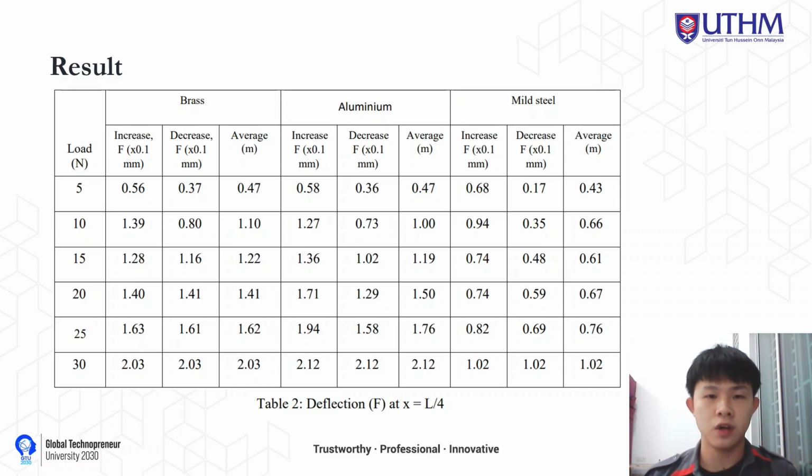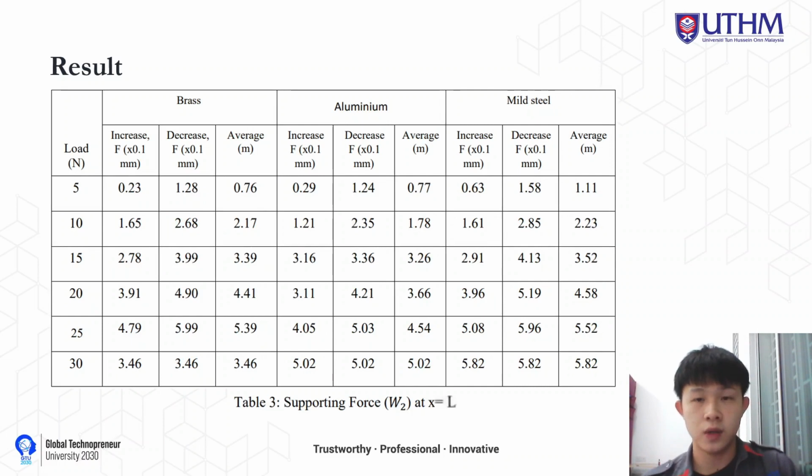For the specimen of aluminium, the least average deflection is 0.47, while the load is 5 Newton, and the greatest average deflection is 2.12 meter, while the load is 30 Newton. For the mild steel, the least average deflection is 0.43 meter, while the load is 5 Newton, and the greatest deflection is 1.02 meter, while the load is 30 Newton.